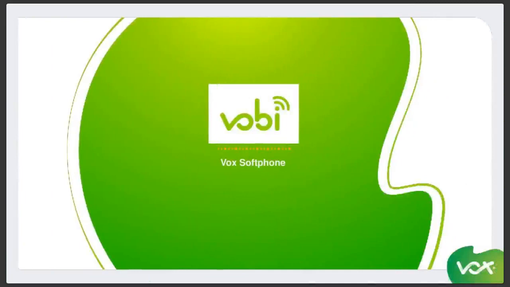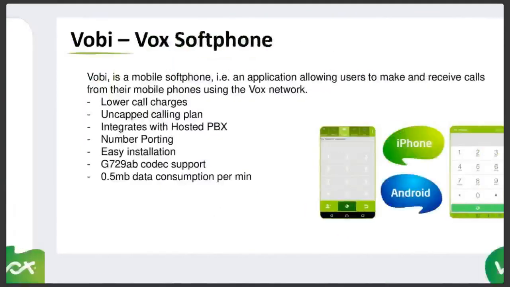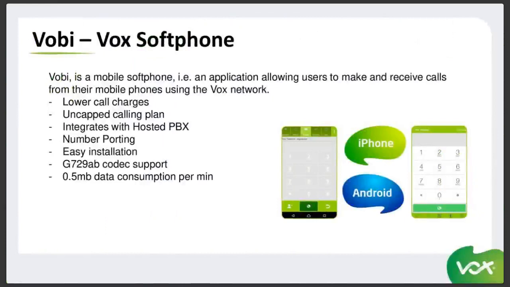Vobi. Vobi is Vox's soft phone. We launched this more than 3 years ago. And what it is, is a smartphone application that you download for either Android or iOS, iPhone.